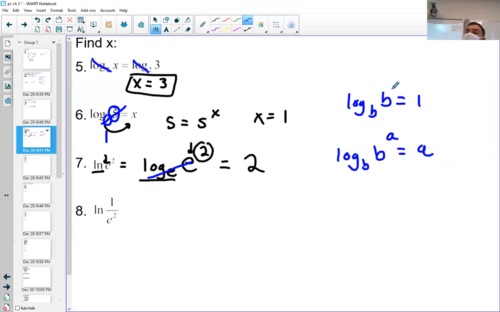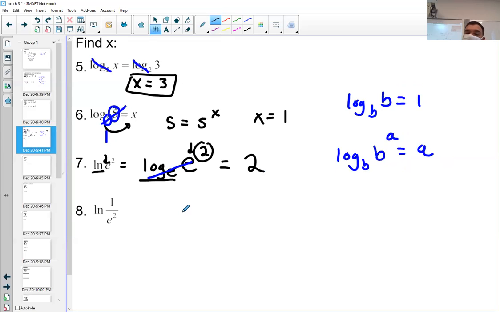And notice here, this becomes 1. And what's the power here? Also 1. So that's why it becomes 1. It's just that they match, you can cancel them out. If they match, you can cancel them out.